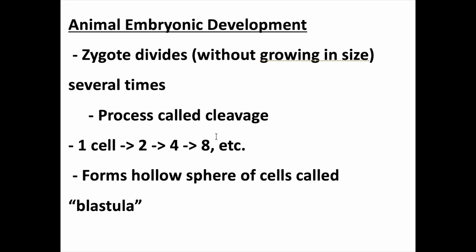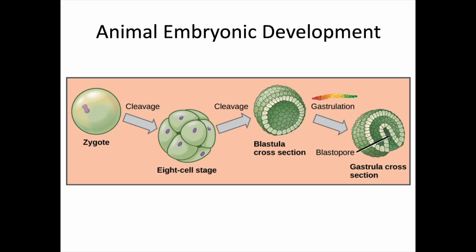Eventually, these divisions produce a hollow sphere of cells, which we importantly call a blastula. So we're looking at a cross-section so we can see that it's hollow on the inside, but this sphere of cells is called a blastula. Now, we know it's not going to stay a sphere.